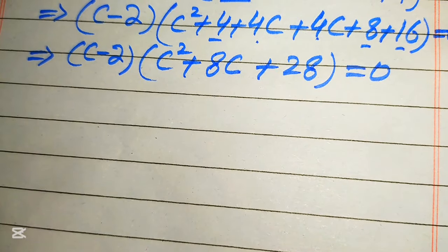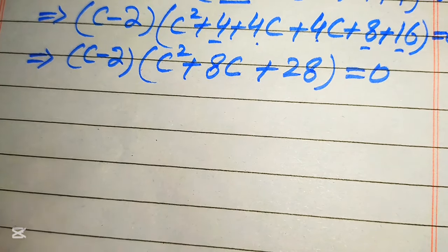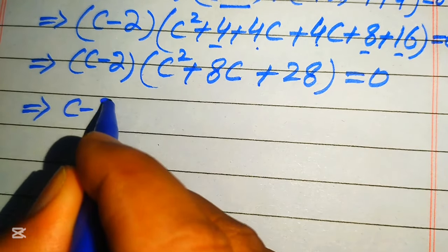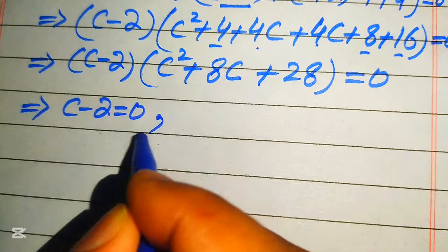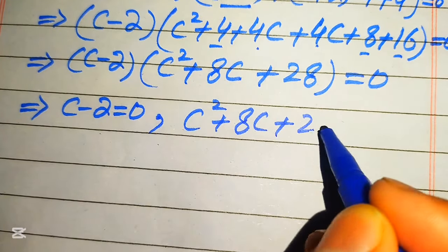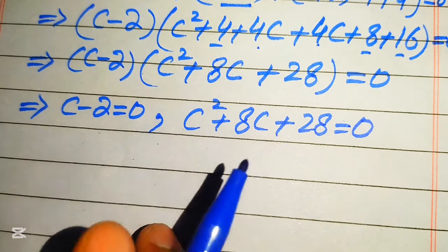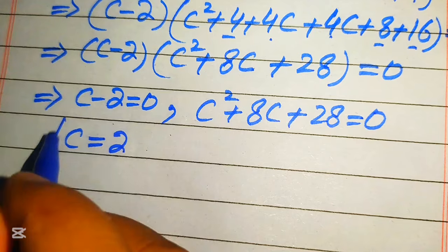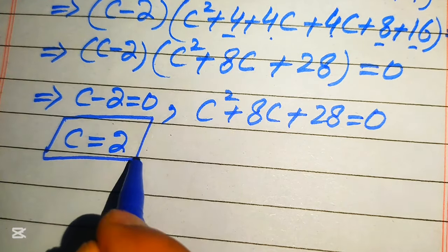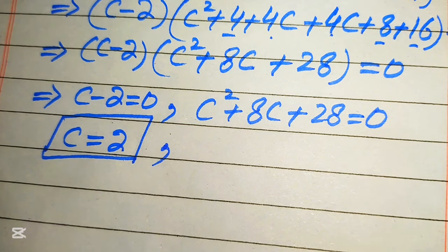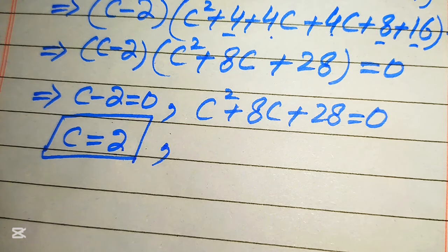And now here in the next step we need to divide this equation into two cases. The first case is we write c minus 2 equals 0, and the second case is we write c square plus 8c plus 28 equals 0. So from this case we easily get the value of c equals 2, and from this case, you see, this is the quadratic equation in c variable, and now we need to solve this quadratic equation for the values of c.